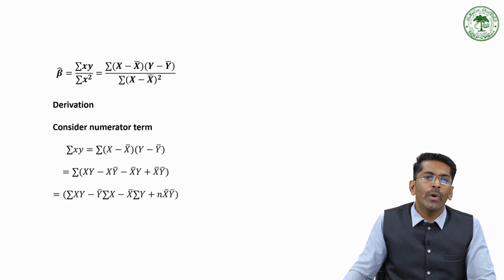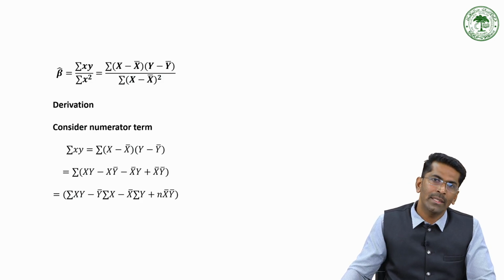Okay. Now I am going to open the bracket here by applying the sum, so it will become sum of xy minus y bar, which is a constant, so I am taking it outside, y bar sum of x. Then here x bar is a constant, so x bar into sum of y, plus n into x bar y bar. Since x bar and y bar are constants, the sum becomes n into x bar y bar.